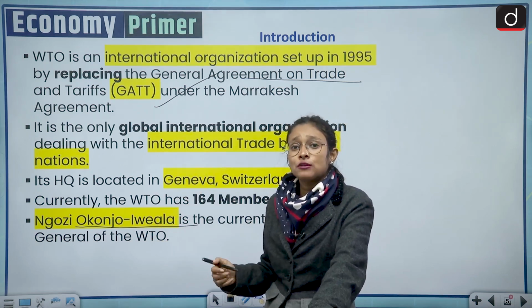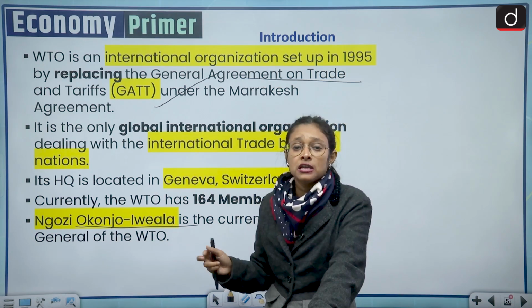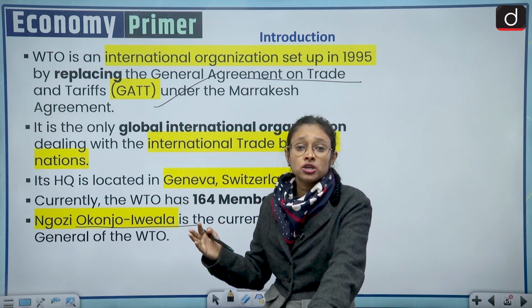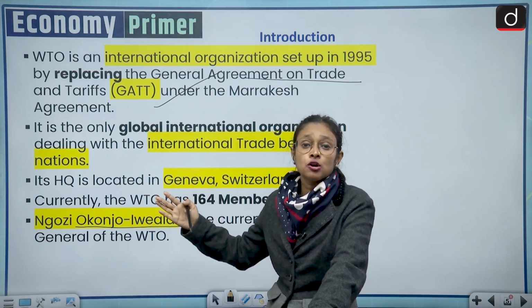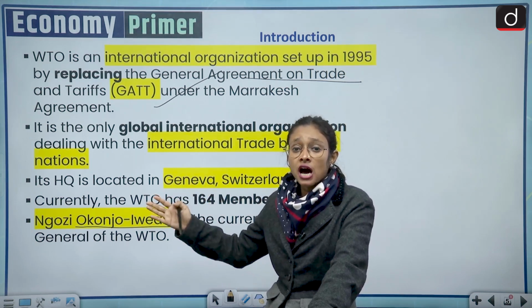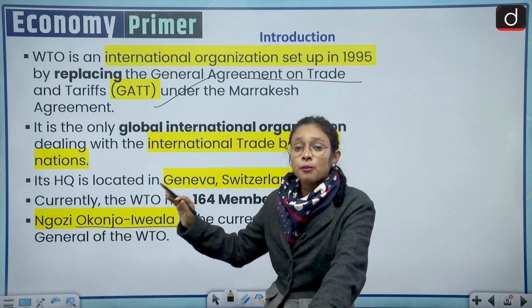Also, GATT was not properly institutionalized. So we needed a proper institution and a proper office. That's why the World Trade Organization was the need of the hour, and now it is serving the purpose.